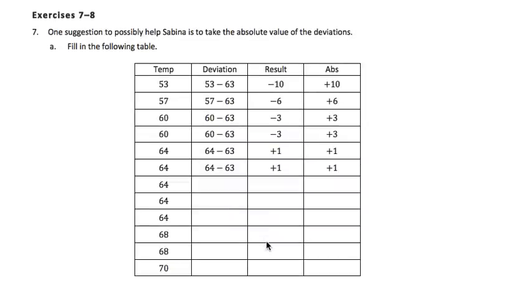One suggestion to possibly help Sabina is to take the absolute value of the deviations. So we'll take our deviations from the previous table, and we will list their absolute values in the final column instead of their positive and negative values, which will be in the next to the last column.